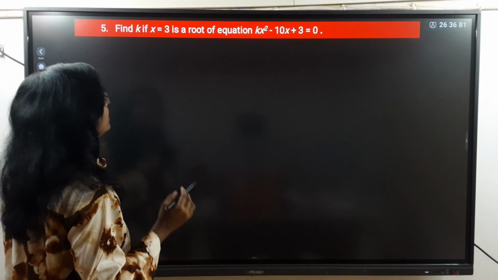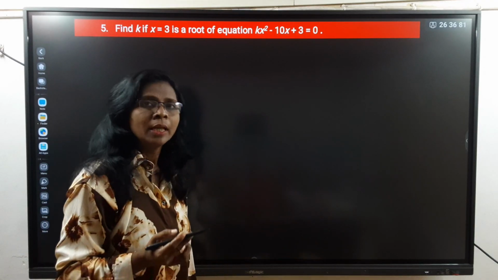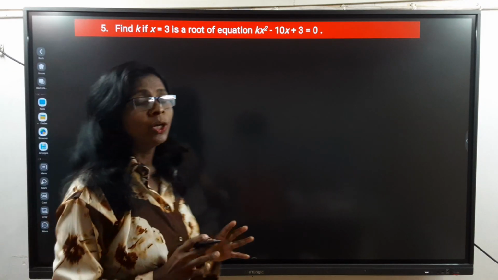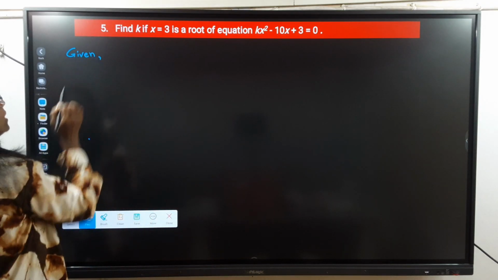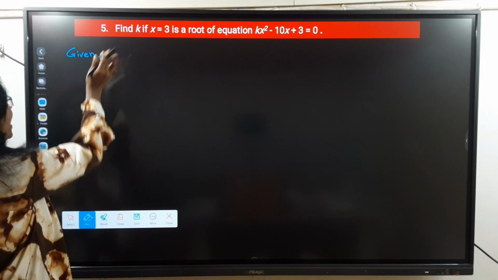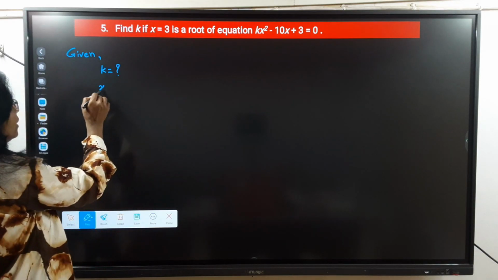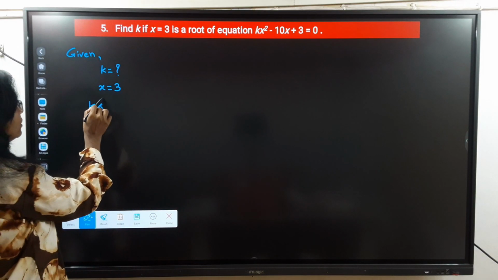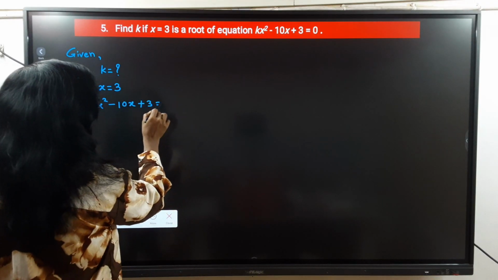Find k if x is equal to 3 is a root of equation kx square minus 10x plus 3 is equal to 0. So now here student, in such a case first we write down the given. So here given is that first they say find k, that means k is equal to question mark, x is equal to 3 and the given equation is kx square minus 10x plus 3 is equal to 0.